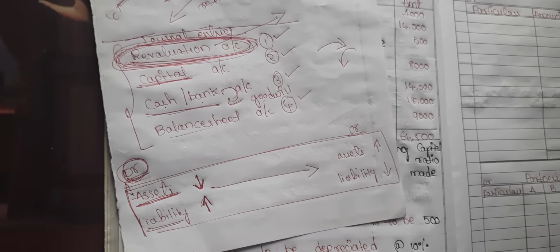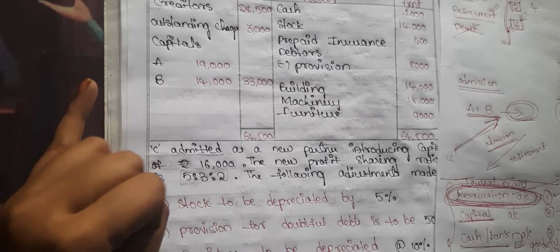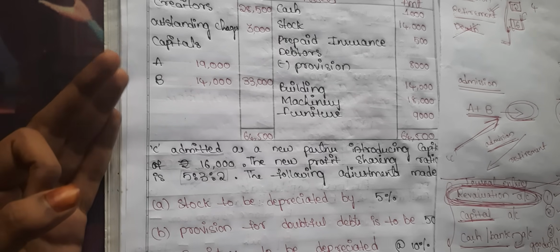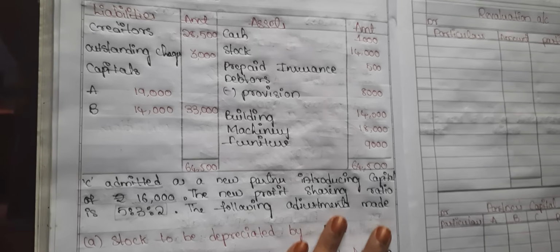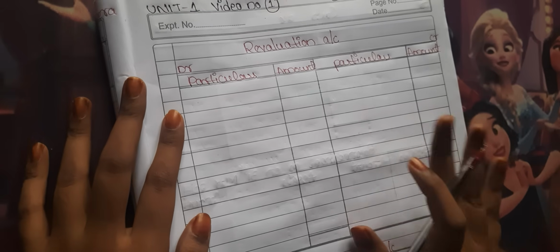Okay, you have already come to know the complete basics of the admission of a partner, how many accounts you need to do, what you need to do, and in revaluation what you need to enter and what you need to focus on, each and everything. Now let us move forward to the solution. As I said, first we are going to make the revaluation account.